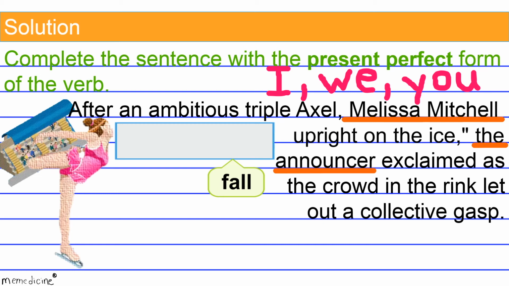So either form of the verb to have is going to be combined with the past participle of the main verb. According to this rule, has fallen is the correct present perfect tense verb form. The use of has fallen is appropriate here because Melissa had already made her move before the commentator announced her successful landing on the ice.